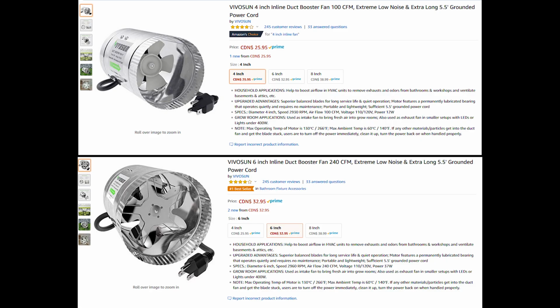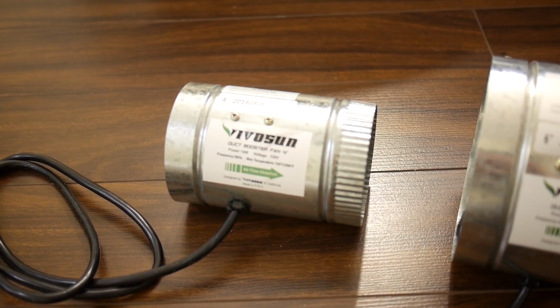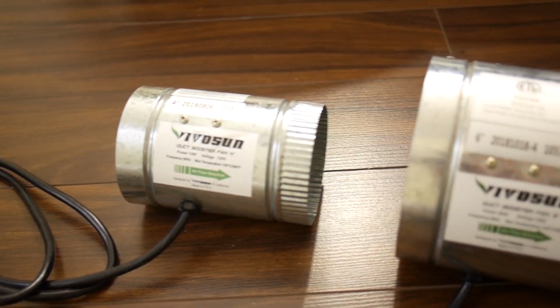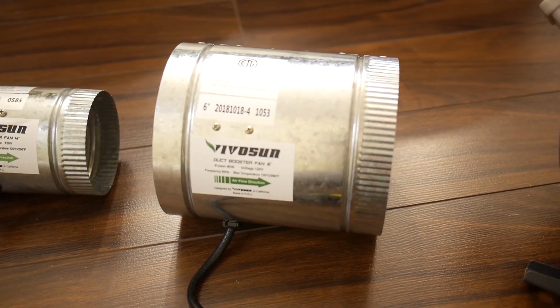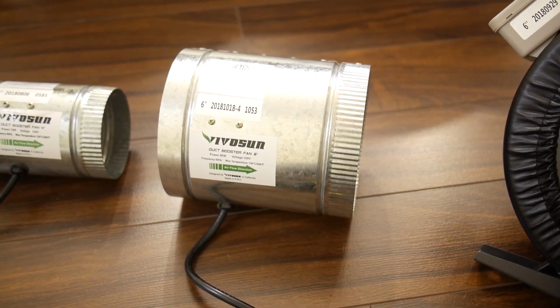For a quick demonstration, I got these two affordable inline fans made by Vivosun from Amazon. The first one is a 100 CFM fan with 4-inch diameter, and the second one is 240 CFM with 6-inch diameter. I'm going to measure the flow rate of these fans with different lengths of the duct connected to it.